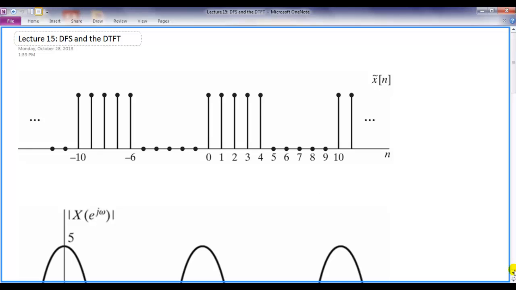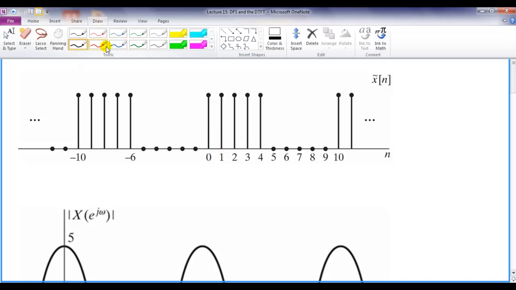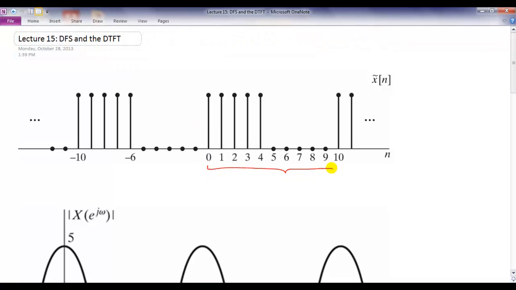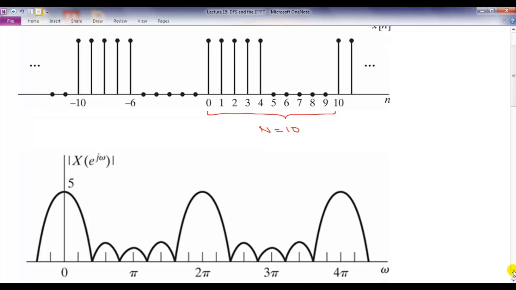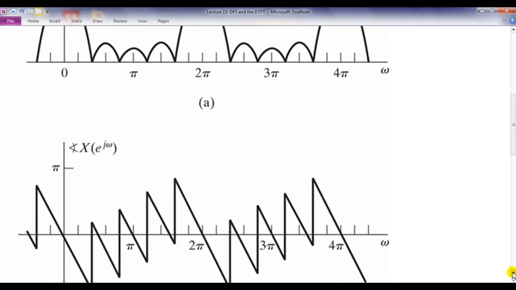So if this is, let's say, your periodic sequence with period 10, it repeats itself after every 10 samples. So it's a periodic sequence, and what we can compute is the discrete time Fourier transform of this one period. So just look at between 0 and 9. That's the discrete time Fourier transform. It takes the form sine over sine. This is the amplitude, and if you go down, this is the phase.